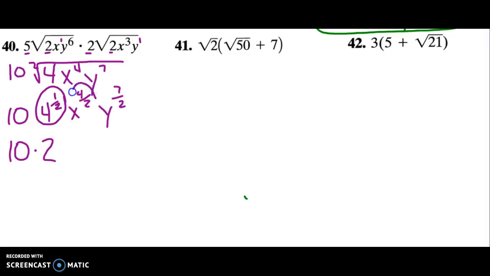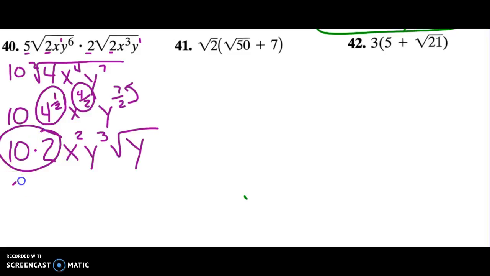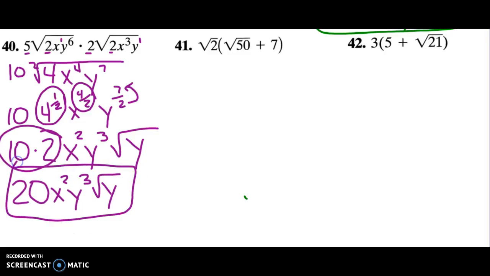And then we can reduce this exponent. 4 divided by 2 becomes an x squared. And then we say, well, how many times does 2 go into 7? 7 divided by 2 is 3.5, so it's going to go in 3 whole times. 3 whole times, and then you're going to have 1 left over, because 3 times 2 is 6, and to get to 7, you've got 1 more you've got to do. We're not quite done. We've got to multiply these two guys together first. 20 x squared y cubed square root of y. There's your answer. All right, let's go on.